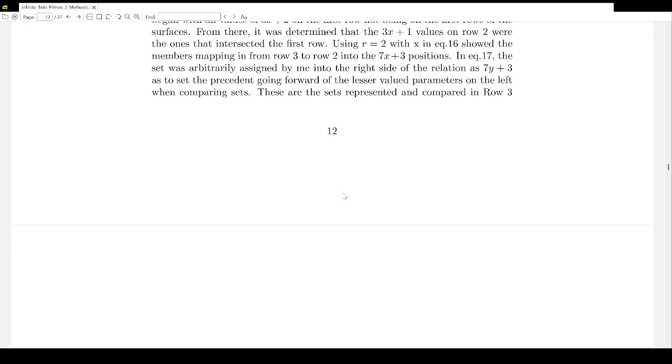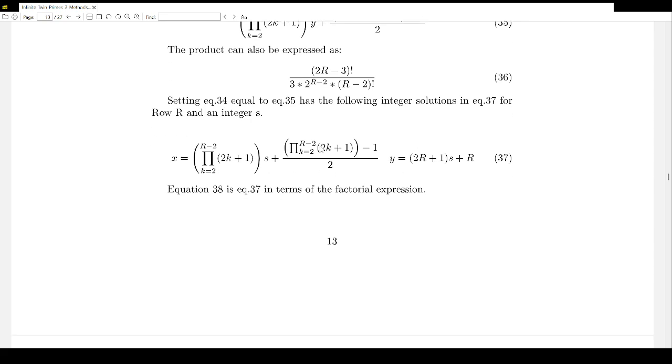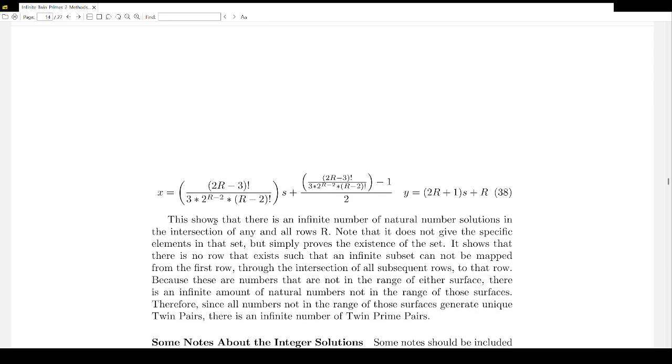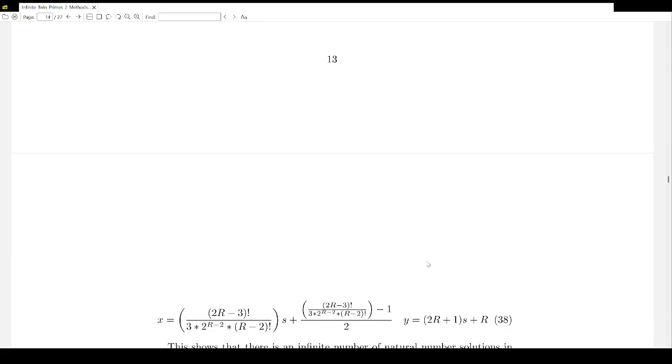Here, going all the way down, you can see it turns out to be that product times S plus the thing minus 1 over 2 for X. And Y is just going to be this value, 2R plus 1 times S plus R. And then I just gave the same equation again with the factorial packed in, so you could see it either way. So here it is with your product version, and here it is with your factorial version. Great.